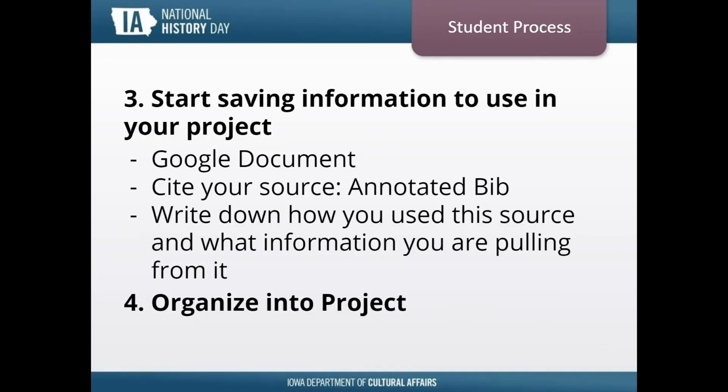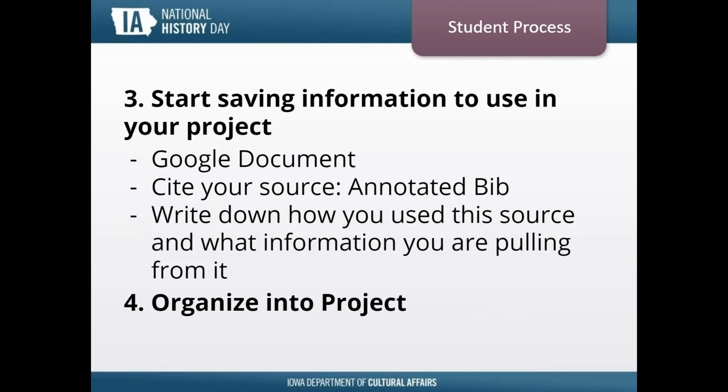Step 3, you need to have an organized way of saving your information. You will be looking through lots of sources and you will need to create an annotated bibliography for your project. A great way to start your annotated bibliography is to save your information in one place, cite the source, and write down how you use the source and what information you're pulling from it. You can always go back and make edits or write stronger annotations.